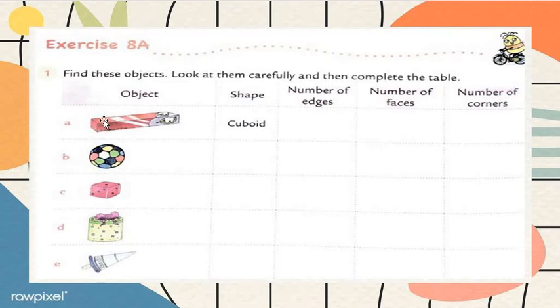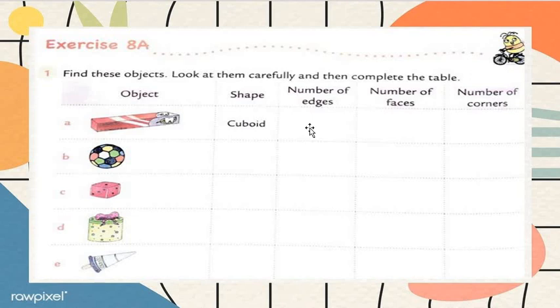See my cursor. How many edges does a cuboid have? First we identify the shape, so here we write cuboid, C-U-B-O-I-D. Then edges: 1, 2, 3, 4, 5, 6, 7, 8, 9, 10, 11 and 12. That means there are 12 edges. A cuboid has 12 edges.